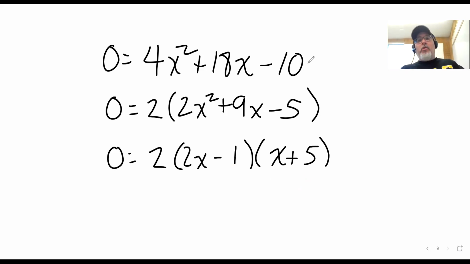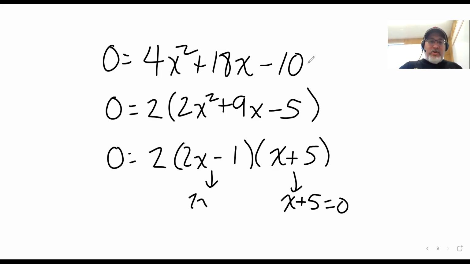Look where we are. We're 0 on one side, factored on the other. And when that happens, that means one of the factors is 0. So either x plus 5 is equal to 0, or 2x minus 1 is equal to 0. Now this 2 in front is a factor. It's part of a multiplication problem. And technically, you could put it equal to 0.